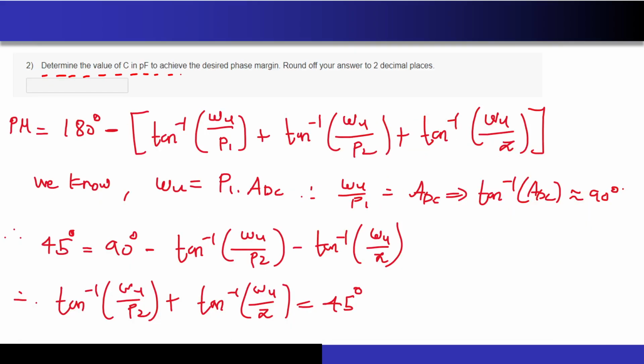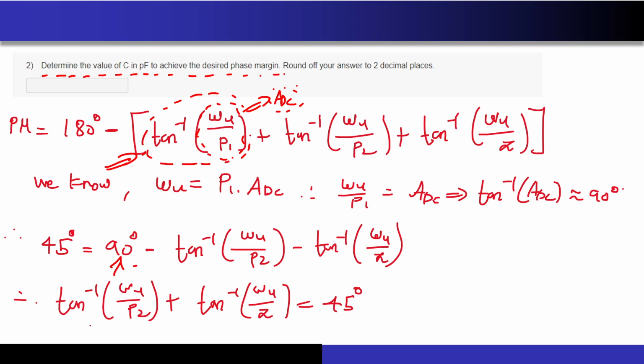Determine the value of C in picofarad to achieve the desired phase margin. We have already seen this expression of the phase margin in the last question. What we decided is basically this ω_u by P1. This is nothing but the A_DC, so this quantity is going to be very huge. So the phase contribution from this term is going to be 90 degrees.